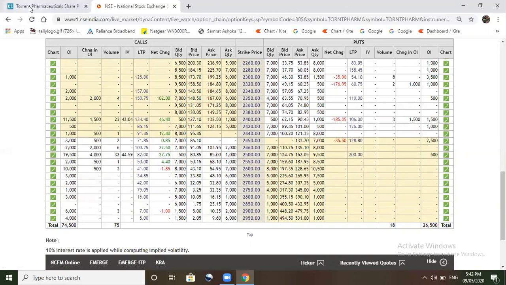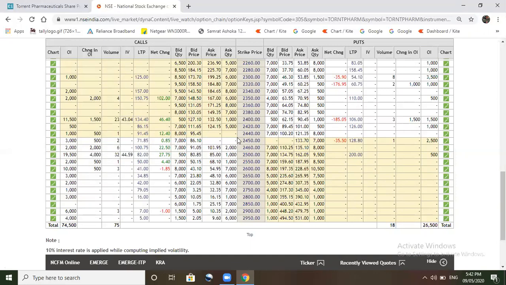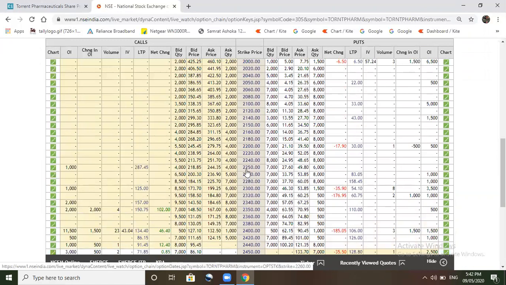Now from the morning it was very bullish. That's why you have to take the stand on the buy side most of the time. So in this way you can analyze the open interest for intraday and you can take your trade.